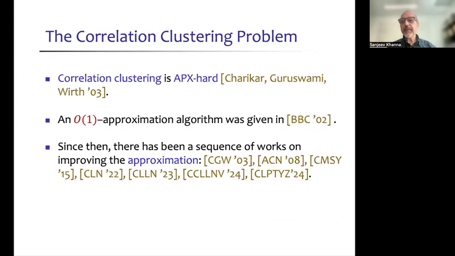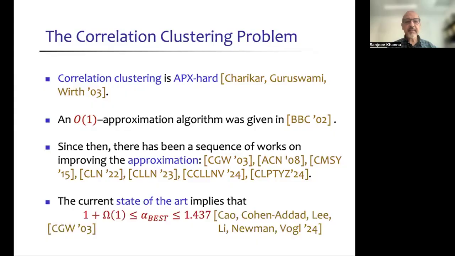Okay, so what do we know about this problem? Early on, it was shown that correlation clustering is APX hard. On the other hand, the work of Bansal, Blum, and Chawla already gave a constant factor approximation algorithm for this problem. Since then, the focus has been on identifying the precise constant approximation ratio that is achievable for correlation clustering. And as you can see, there has been considerable work on this front in just the past few years.